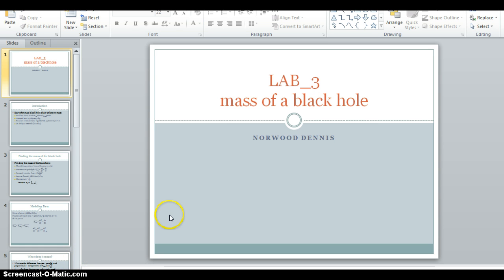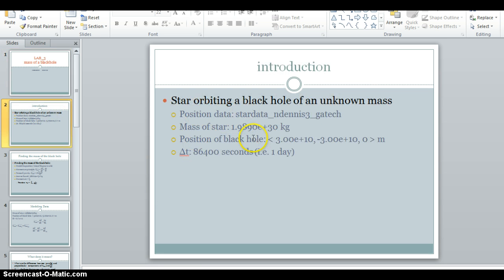The problem states that the position of the black hole is 3e10, negative 3e10, 0 meters. It also states the mass of the star, which is 1.9890e30 kilograms, and the time interval, which is 1 day, and in seconds that'd be 86400 seconds. It also includes a data set in the form of a CSV file that has x and y coordinates of the star at each time step in its orbit around the black hole.